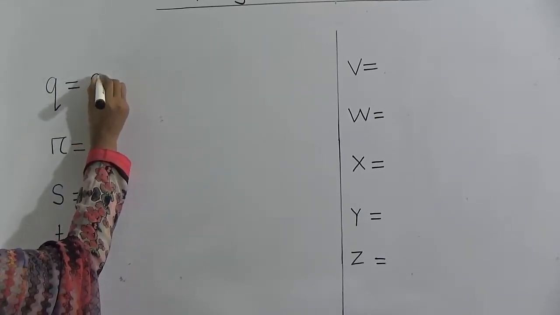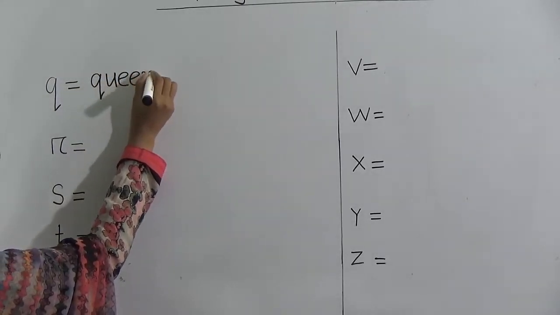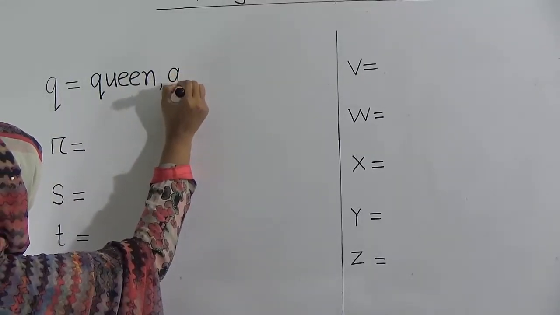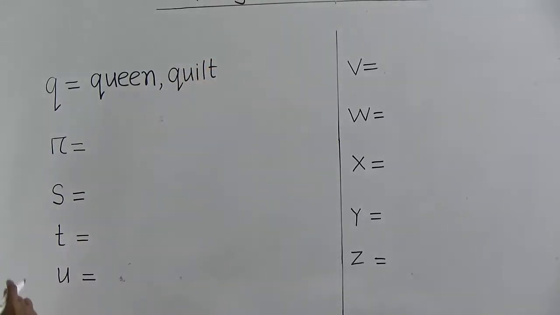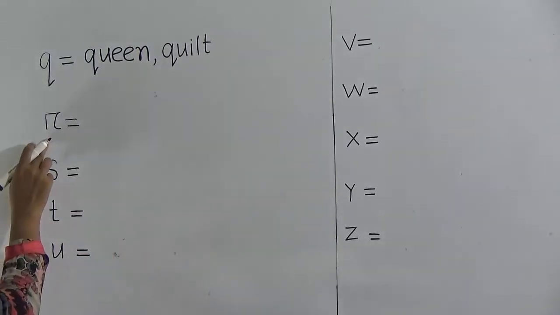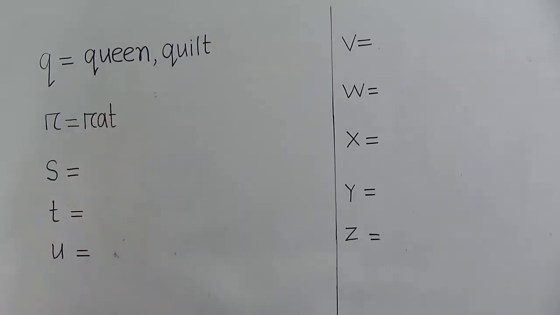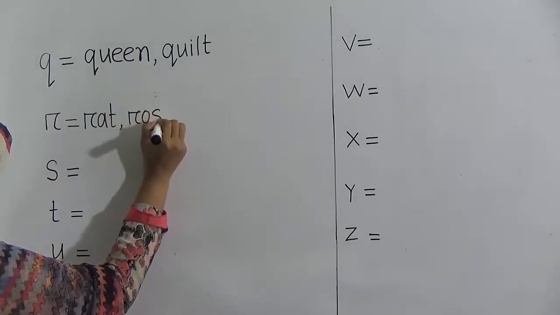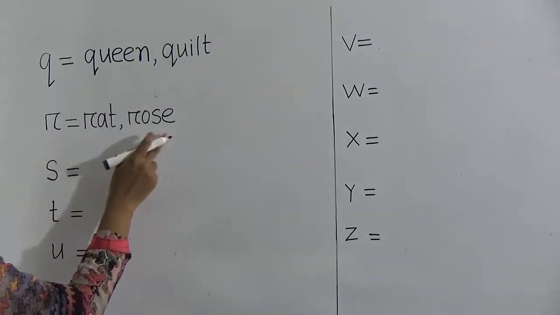Q for queen. Q U double E N. Queen. Q for quilt. Q U I L T. So Q for queen, Q for quilt. Now R. R for rat. R A T. Rat. R for rose. R O S E. Rose. R for rat, R for rose.